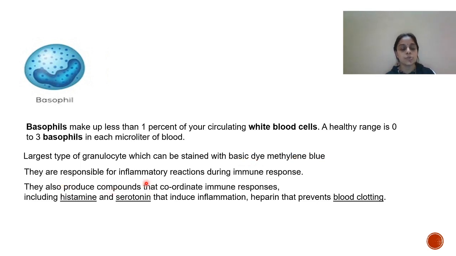These are responsible for inflammatory reactions during the immune response. They also produce compounds that coordinate the immune response, that is histamine and serotonin, which induce inflammation, and heparin, which is produced to prevent blood clotting. So these are the main functions of basophils.